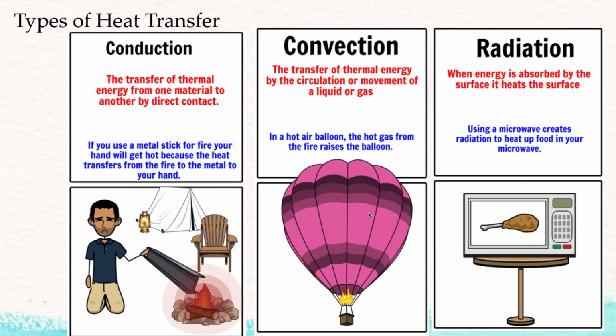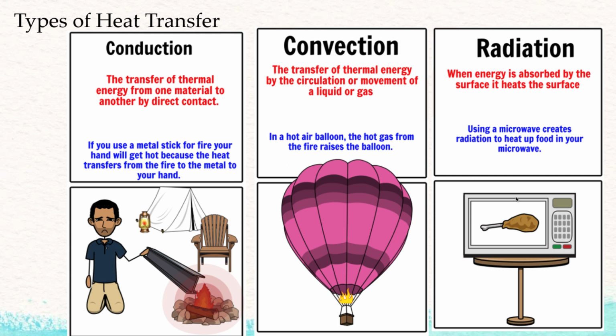All right, and then finally we have radiation. Radiation is when the energy is absorbed by the surface, it heats the surface, okay? So, for example, the microwave uses radiation to cook the food. There's no direct contact, and there's no circulation of air, okay? Radiation is actually just the waves that are coming and hitting the object, okay?